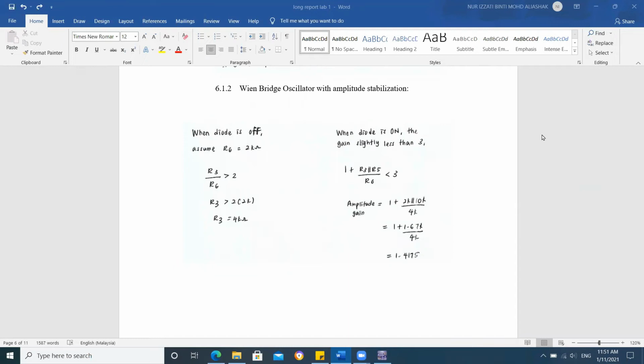We need to consider two conditions of the diode. Firstly, when the diode is off, we assume R6 is equal to 2 kilo ohm. By using the formula R3 over R6 greater than 2, we obtain the value for R3 is equal to 4 kilo ohm. The second condition is when the diode is on, the gain of the amplifier will be slightly less than 3. By using the formula 1 plus R3 parallel with R5 over R6 smaller than 3, we obtain the amplifier gain is equal to 1.4175, which is smaller than 3.